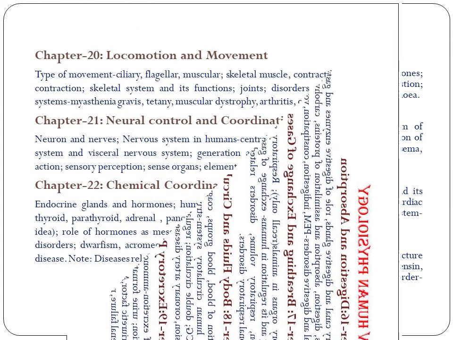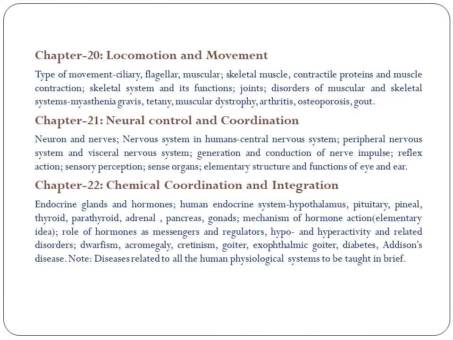In chapter 20, locomotion and movement, here we learn about movement and types of movement, that is ciliary, flagellar, muscular. Then about skeletal muscles, contractile proteins and muscle contraction, skeletal system and its function, joints, disorders of muscular and skeletal systems, myasthenia gravis, tetany, muscular dystrophy, arthritis, osteoporosis, gout.